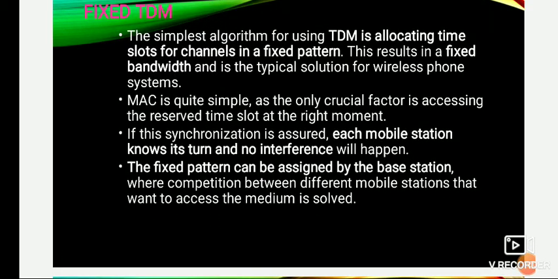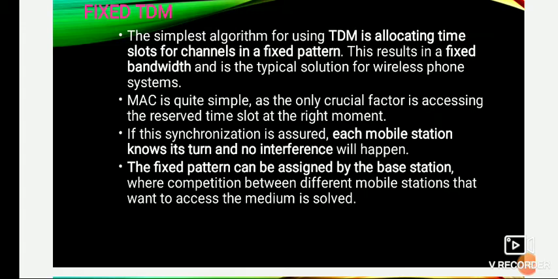Now, let us see what is fixed TDM. The simplest algorithm for using TDM is allocating time slots for channels in a fixed pattern. This results in a fixed bandwidth and it is a typical solution for wireless phone systems. MAC, that is medium access control, is quite simple, as the only crucial factor is accessing the reserved time slot at the right moment. If this synchronization is assured, each mobile station takes its turn and no interference will happen.